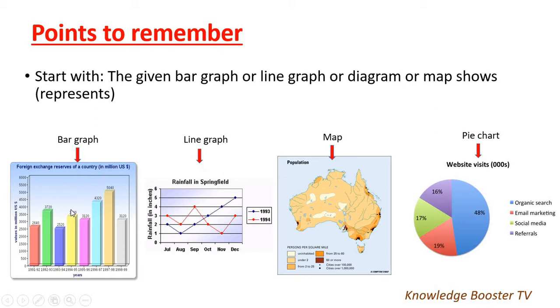This is a bar graph here, and this is a line graph here, and you can also be given a map to describe, and sometimes they can give you a pie chart, and you have to talk about that pie chart in 40 seconds.